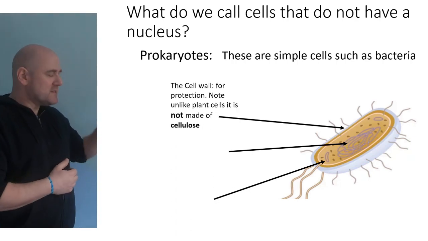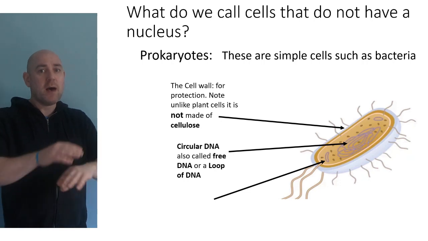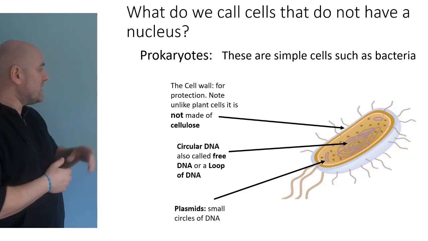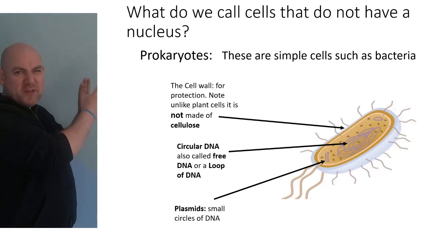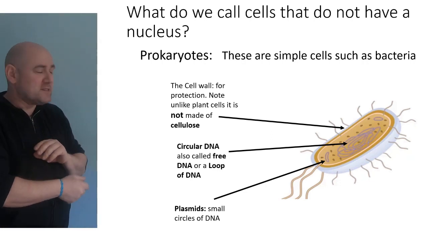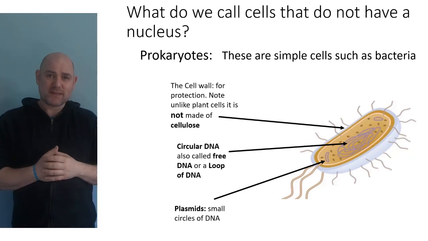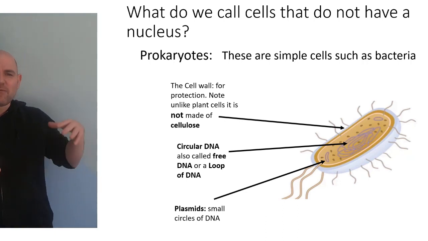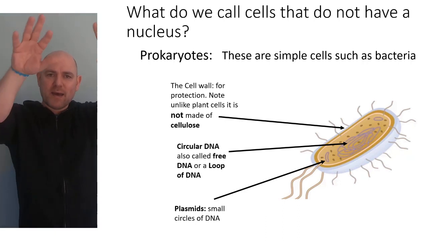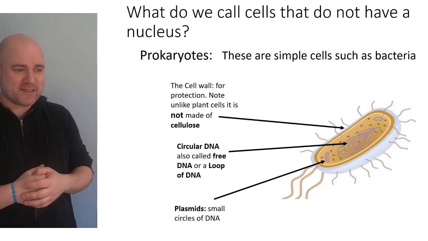Let's find out. The cell wall is for protection and to stop it bursting, just like plant cells, but it doesn't contain cellulose. The circular DNA is a loop of DNA, or you can call it free-floating DNA, but they also have tiny circles of DNA called plasmids. Okay, so that's really a bacteria cell. You'll see some other structures there, a flagella for swimming and pili, little hairs sticking out the sides. You don't need to know about them at GCSE.